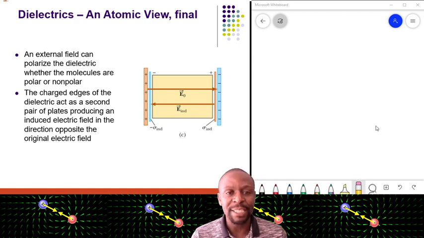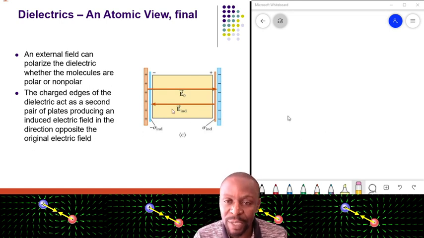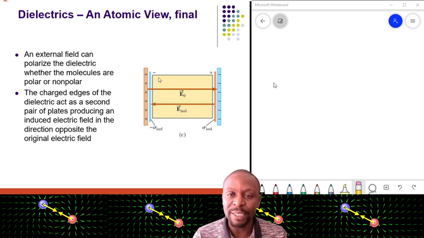The charged edges of the dielectric act as a second pair of plates, producing an induced electric field in the direction opposite to the original electric field. Because of placing this material inside the region of the electric field, the induced field is in the opposite direction to the original electric field. That is why we say this is an induced field. Therefore, adding a dielectric or insulating material between the plates will always increase the capacitance, because you have another capacitor inside there.